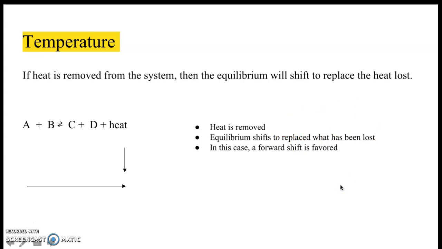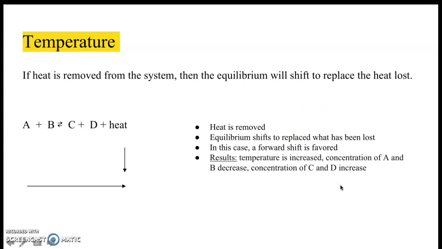So for this case, a forward shift is favored. Our result is our temperature is increased as heat is produced from the forward reaction. The concentration of A and B decrease because they're being used up to replace that heat. And the concentration of C and D also increase because A and B is going to produce everything on this side of the reaction.